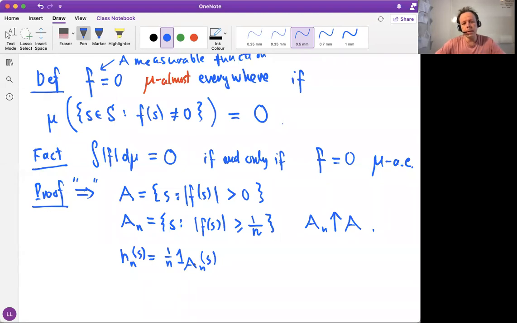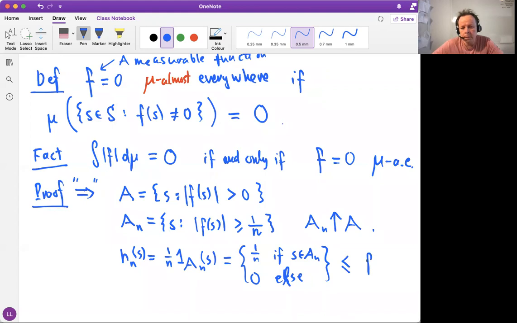If I look at the value of this function h_n at some point s, what is the value of h_n? It is 1 over n if s is in A_n, it's 0 else. By definition, this function has only two possible values, this and that. And when h_n takes this value, the point must be in the set A_n, and in that set, 1 over n is less than the absolute value of f(s). So actually, we can conclude that h_n is always less than the absolute value of f. Also, we can conclude that h_n is a non-negative function, right?